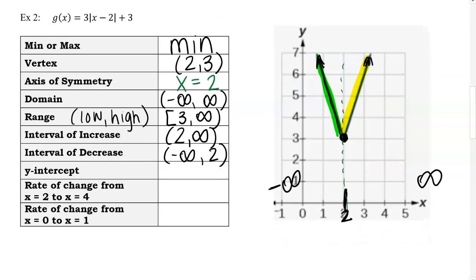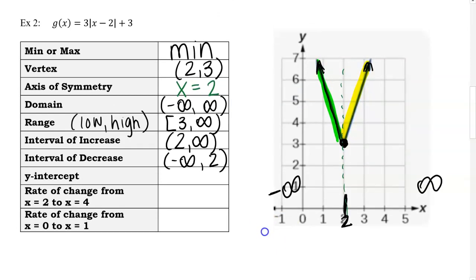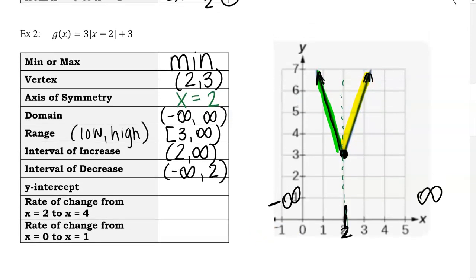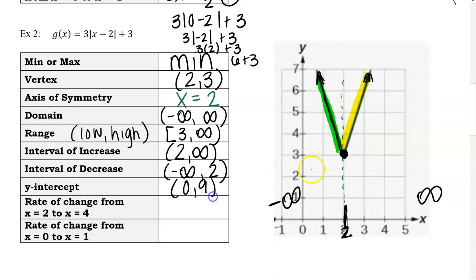The y-intercept, again, I can't see the y-intercept, so I'm going to replace x with 0. So I get the absolute value of 2, -2, which turns into a +2. And when I multiply that by 3, I get 6 plus 3, so 9. So my y-intercept is 0, 9. Now remember, if I could see that from the graph, it would be a much easier question.